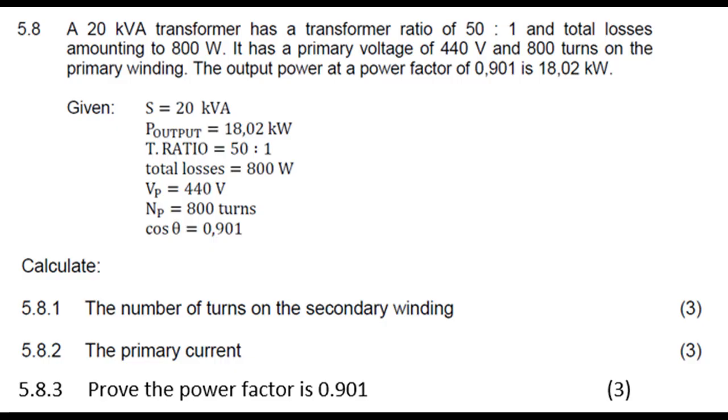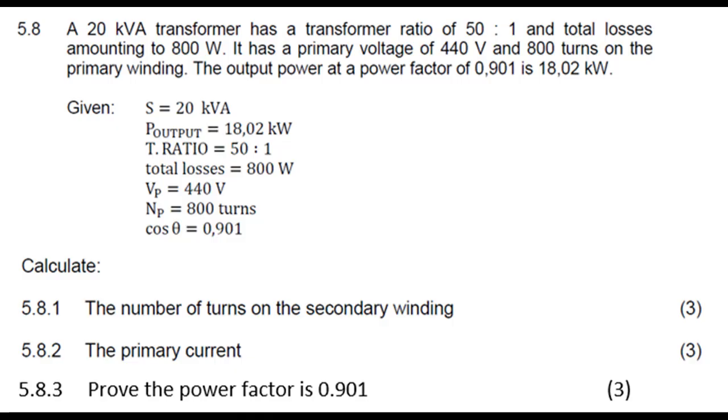Here's another question that you can practice with. This one says a 20 kVA transformer. Because you see kVA, you know that it's going to be apparent power. It has a transformer ratio of 50:1. This means it's a step down transformer because it's 50 on the primary and 1 on the secondary. And the total losses amounting to 800 watts. So here they gave total losses already.